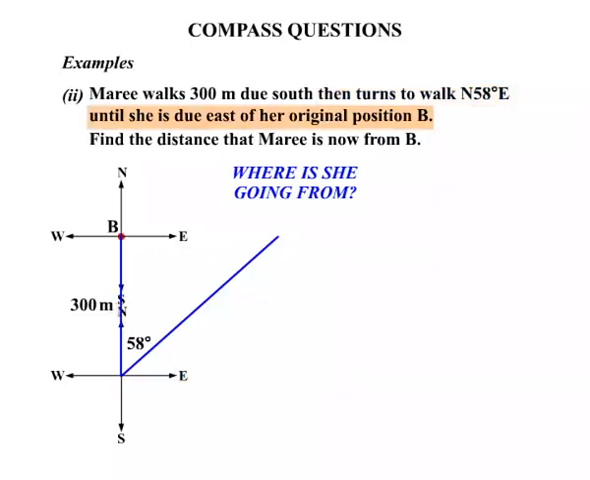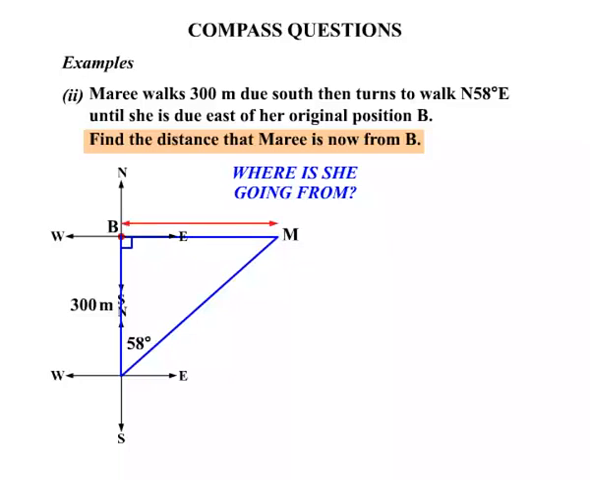Now how far did she walk? Well, she walked until she is due east of her original position B. So from the B directly across, in an easterly direction, we complete the diagram, which happens to be a right-angled triangle. Now that's M, that's Marie, that's where she currently is. So we need to find the distance that Marie is now from B. So that distance there, we'll call it D, D for distance.